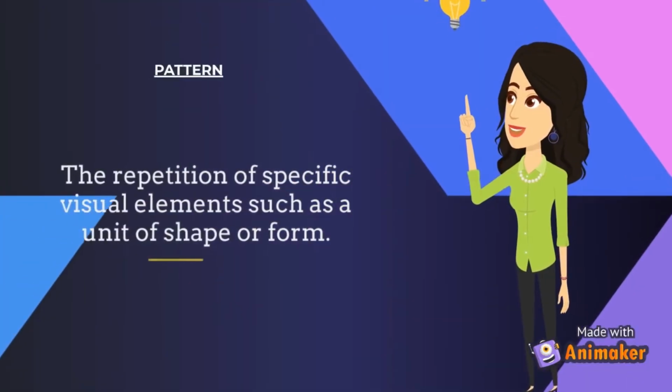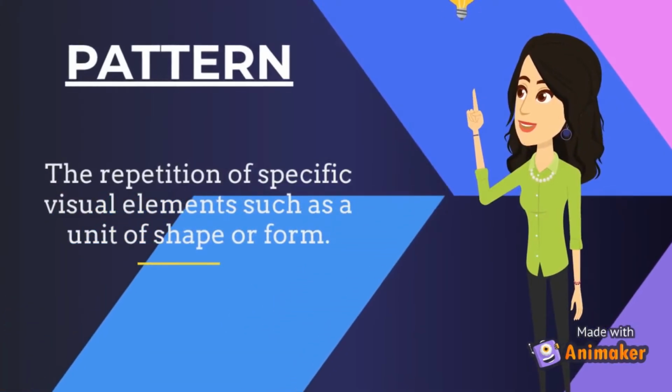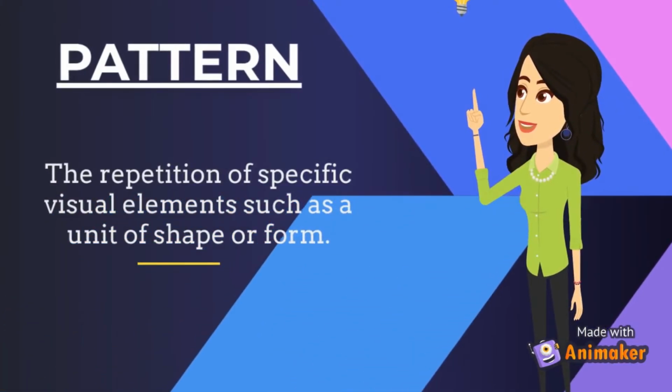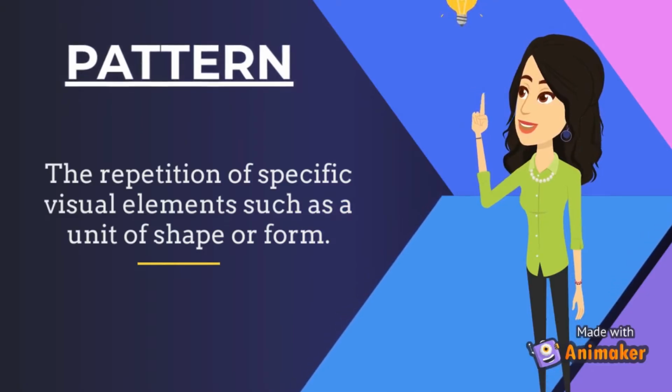The next is what we call pattern, the repetition of specific visual elements such as a unit of shape or form, a method used to organize surfaces in a consistent, regular manner.